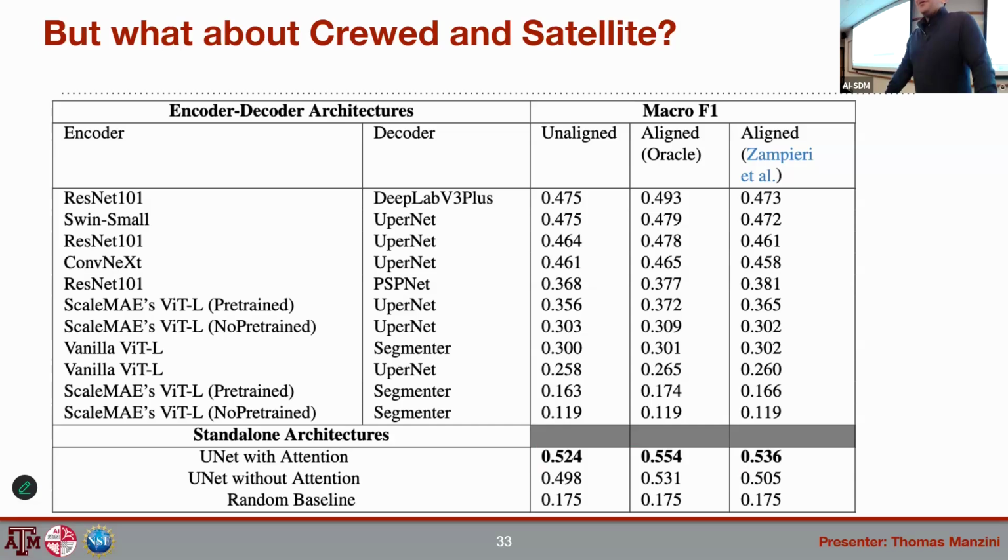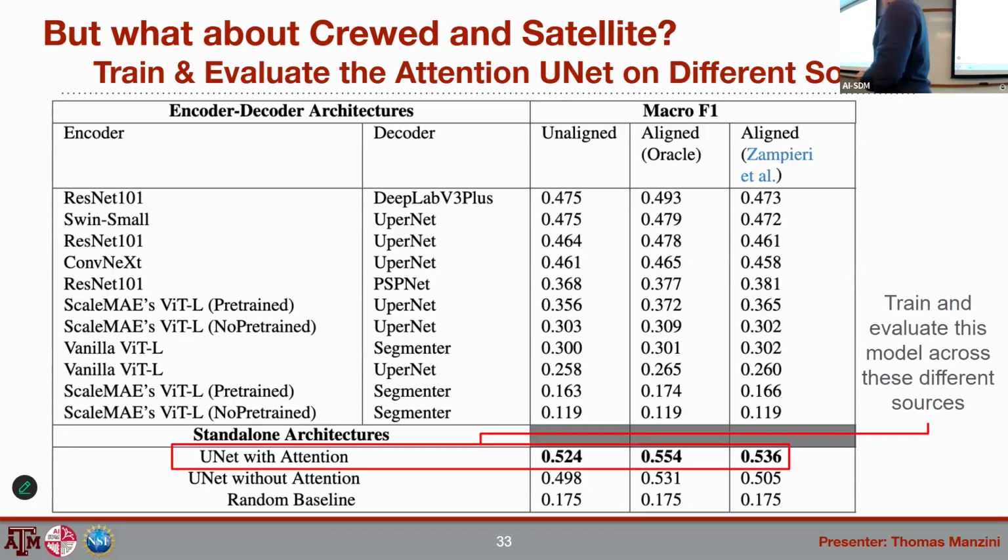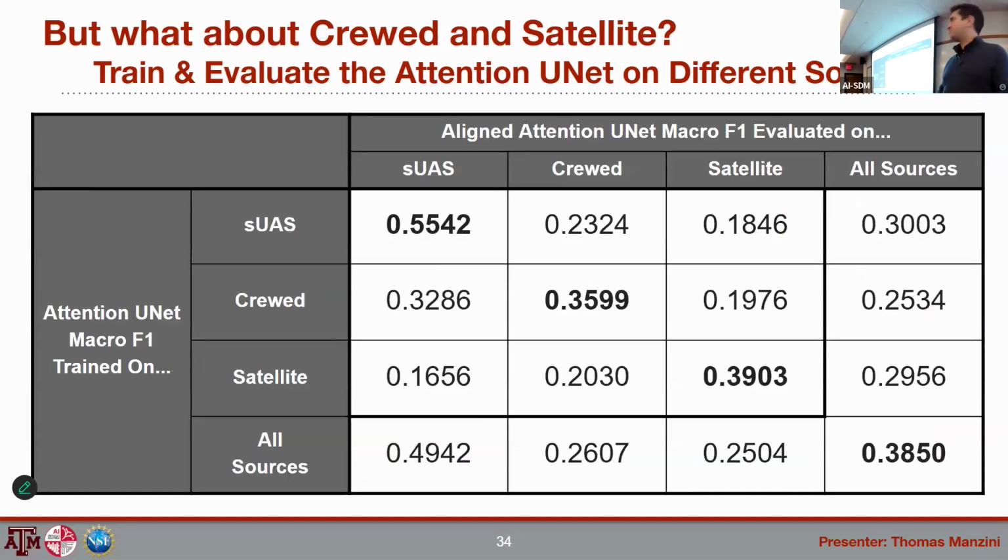Now, I hear you guys thinking, I've spent all this time talking about crewed and satellite data. What's going on there? So we've got the UAS baselines. That's where we've spent the vast majority of our time up until now. We're starting now to train these crewed and satellite models as well, to see how well they perform going across scales. These are just some early results, but the way that we've done this is we are taking the top performing baseline that we have, this U-Net with attention, and we're going to be training it on the different sources and testing it on the different sources, kind of seeing how it performs across source.